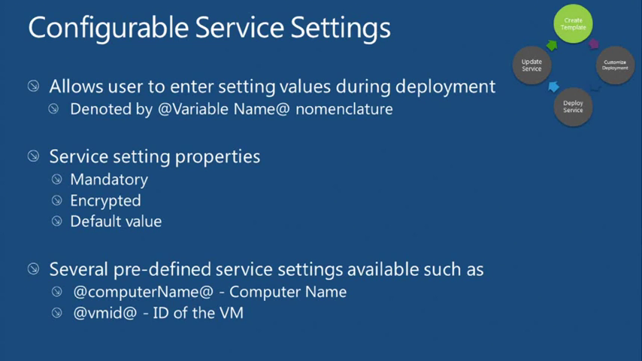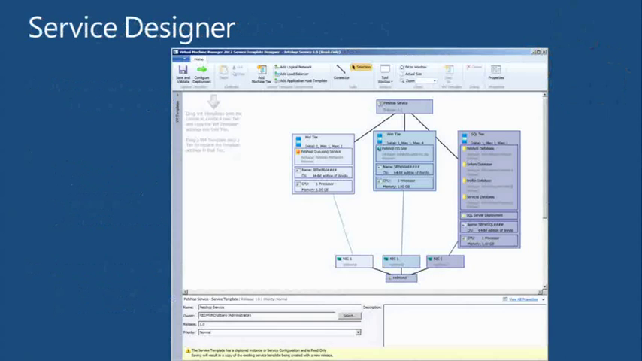So maybe you have a timeout setting in a web application, and that timeout setting varies anywhere from 120 seconds up to 360, depending on the environment. Maybe it's longer in the QA environment. Well, you could mark that as a configurable setting and maybe give the end user a sensible default value of 240, and they could override that at deployment time if they wanted to.